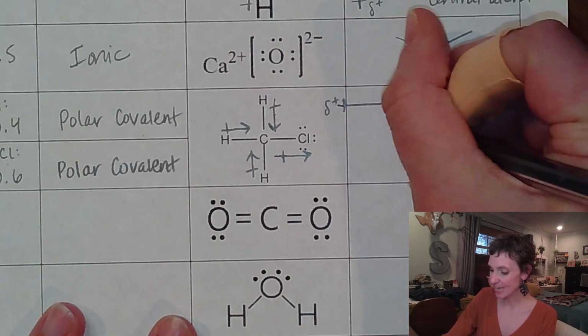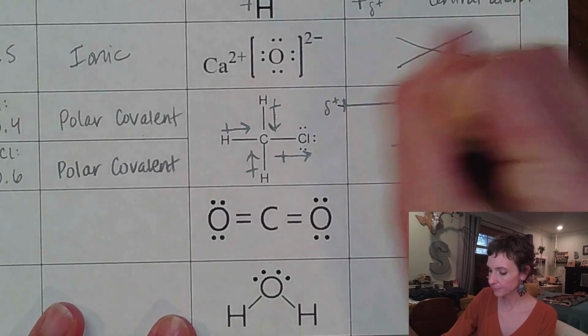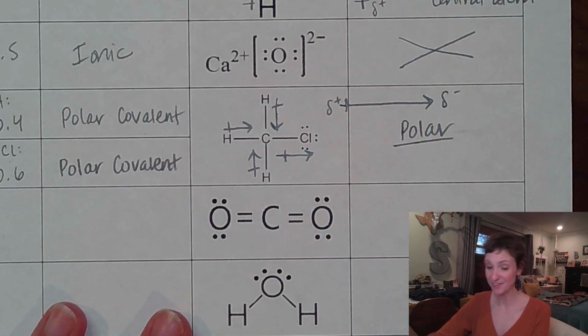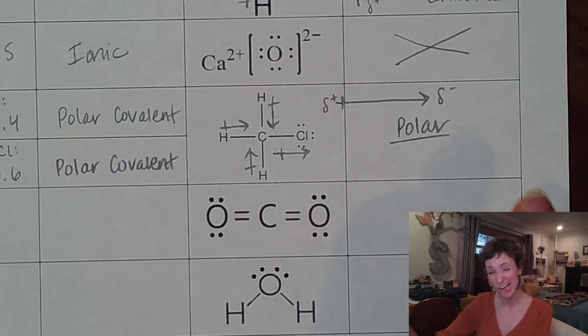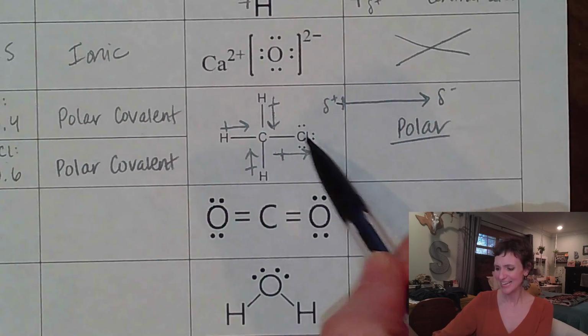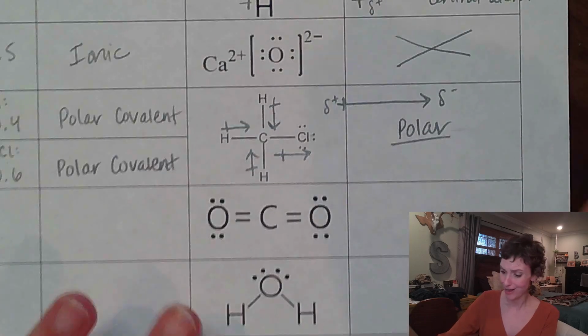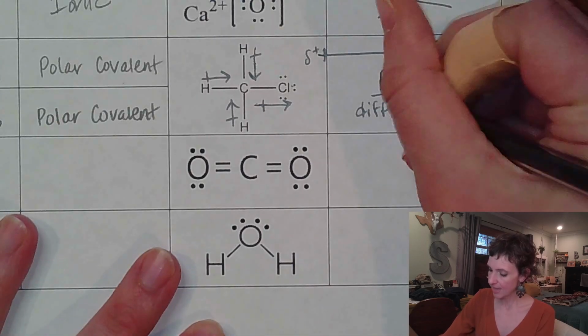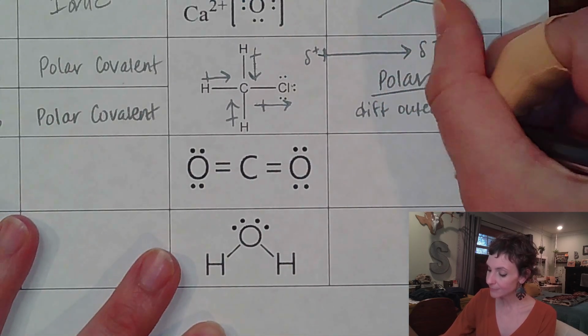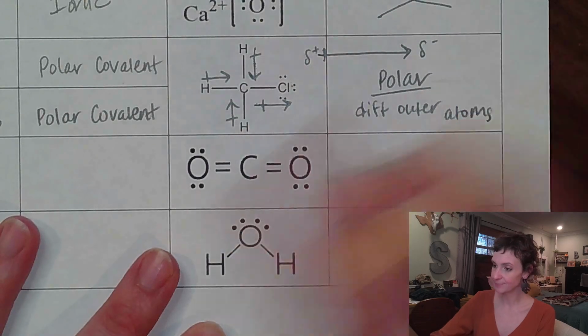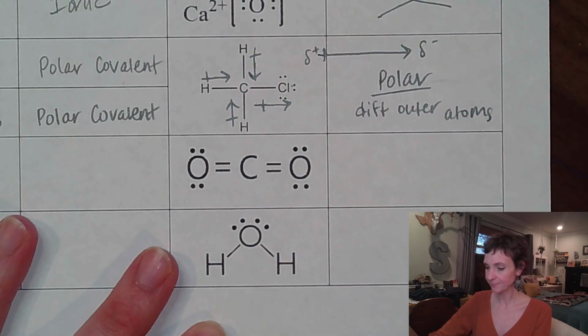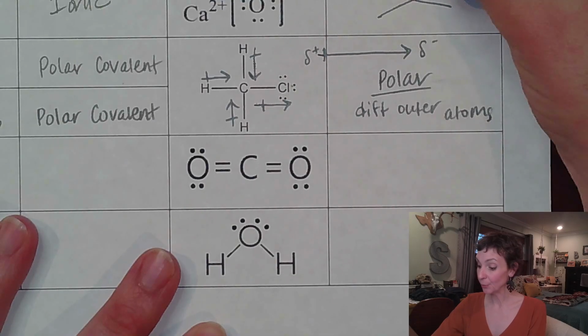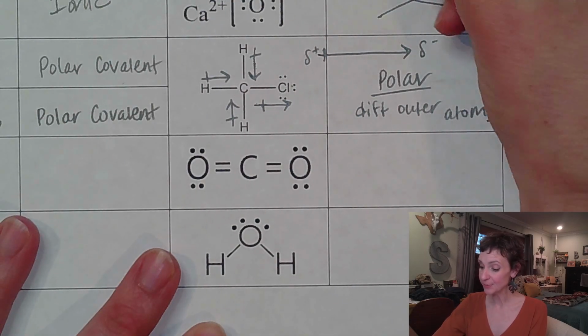So what I have is a polar molecule. And the reason that it is polar, that caused a net molecular dipole, is I had not all the same outer atoms. So I could say different outer atoms. Okay. So what makes a molecule polar are the 2 things we're looking for.